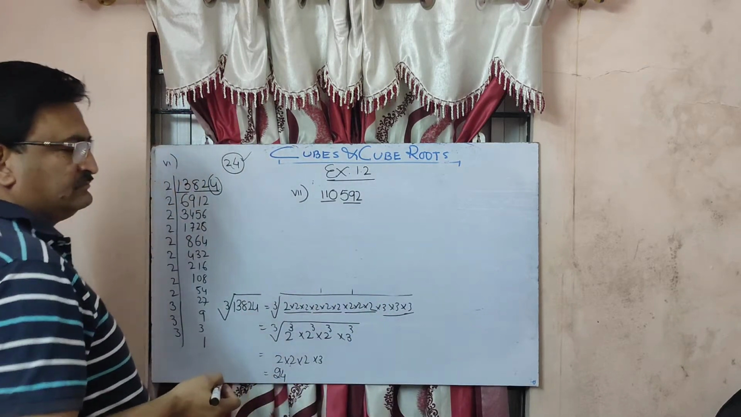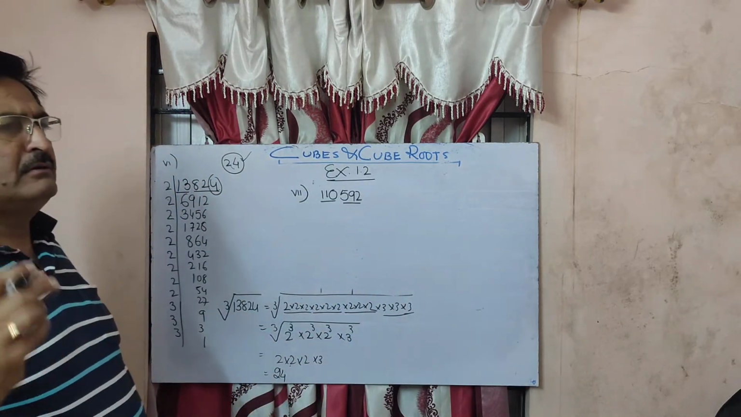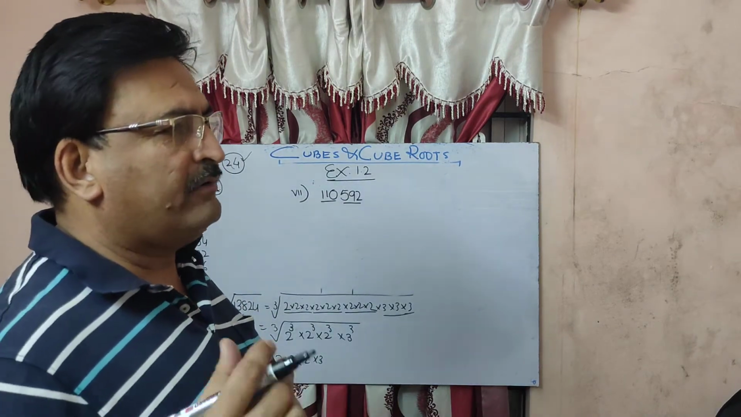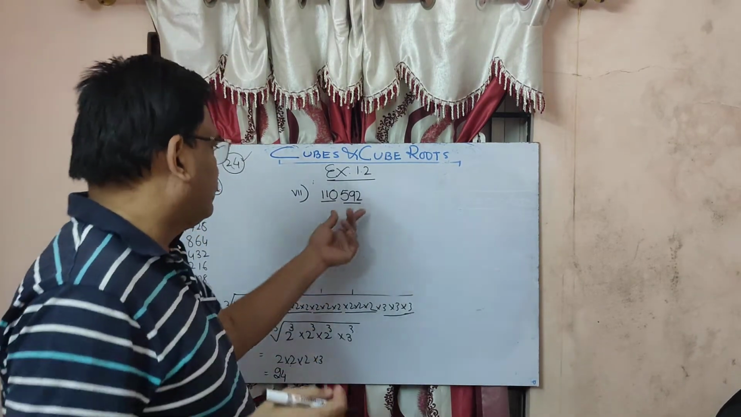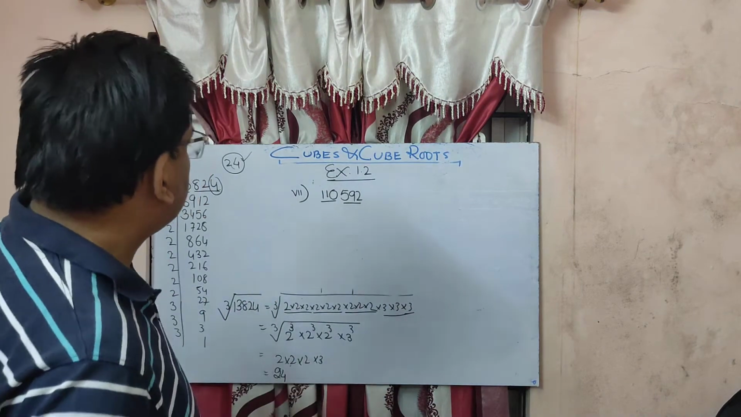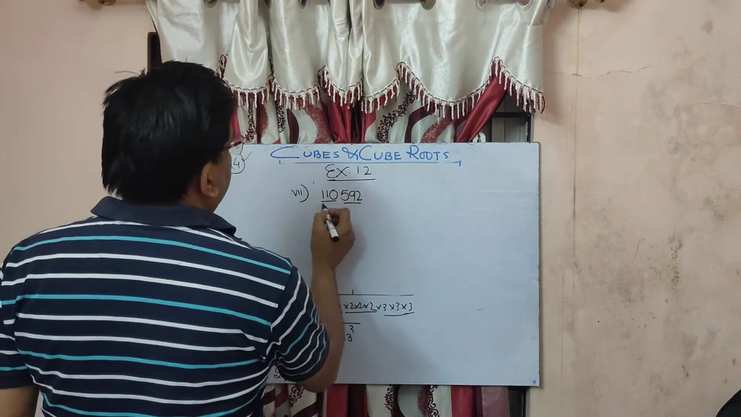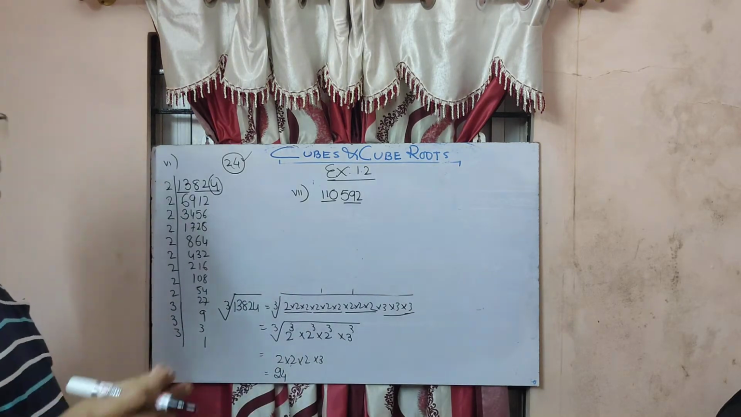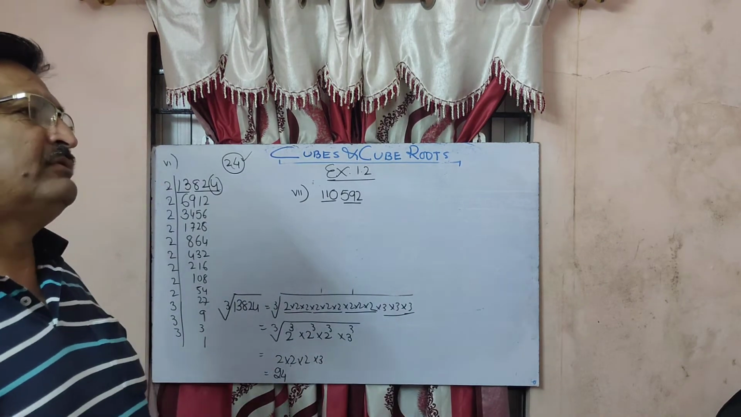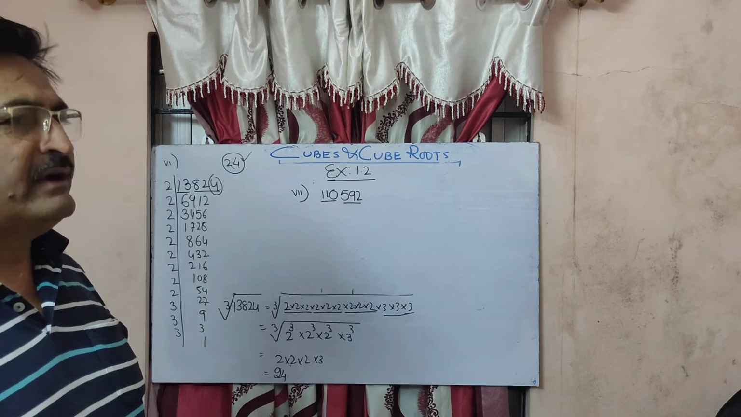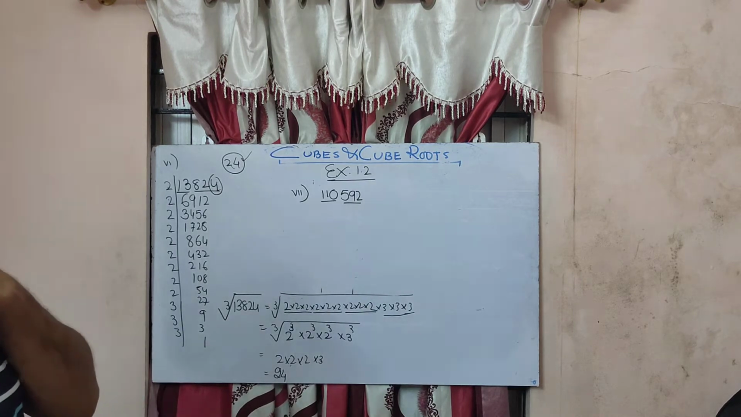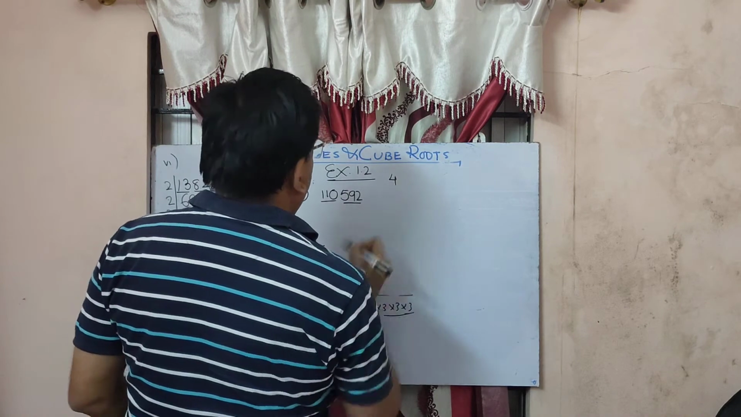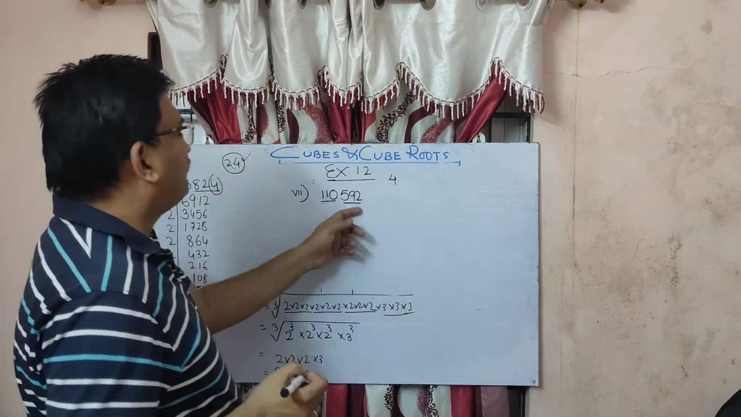Now in each group there should be a maximum of 3 digits. Okay now. So this 110 is near to which cube? 3 cube is 27, 4 cube is 64, 5 cube is 125. So we can write 4 cube, so 4. Now this is 4, now 592.